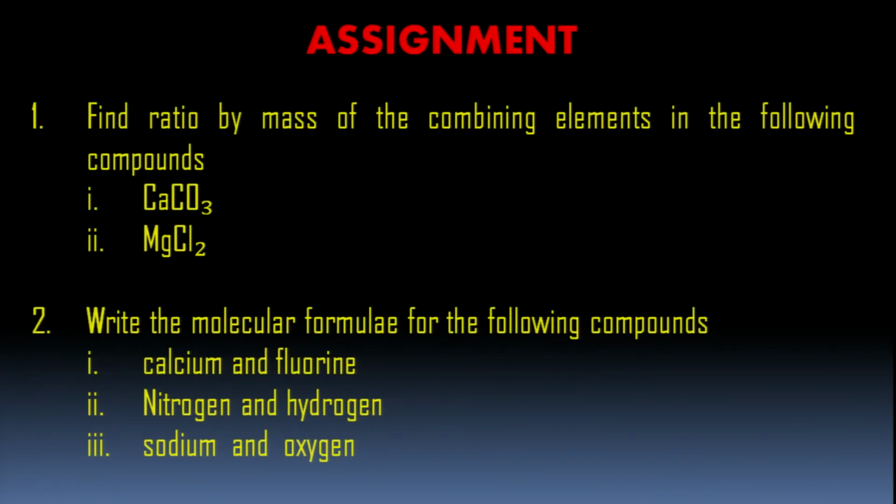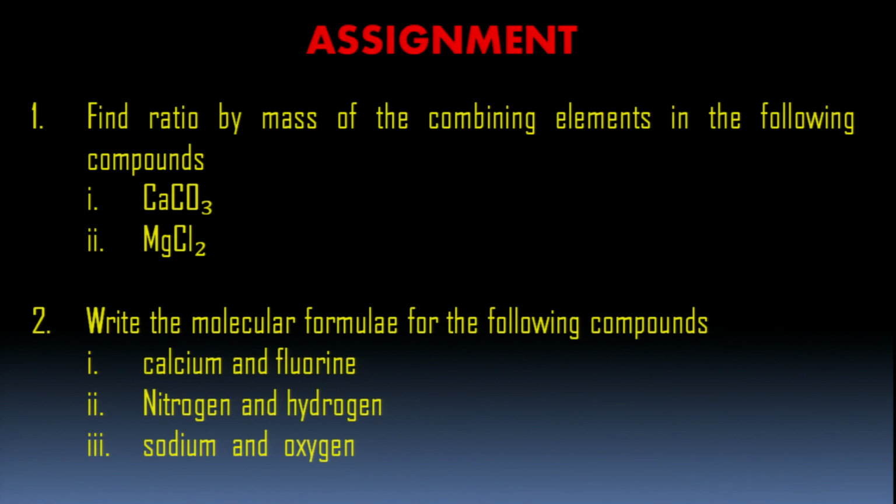Now children, we have practiced certain numericals, and I hope you have understood, and by doing this assignment also you will have full idea on these numericals. Now children, please take down this assignment. Find ratio by mass of the following combining elements in the following compounds. Of calcium carbonate, you have to find the ratio by mass as we had done earlier. Then magnesium chloride.